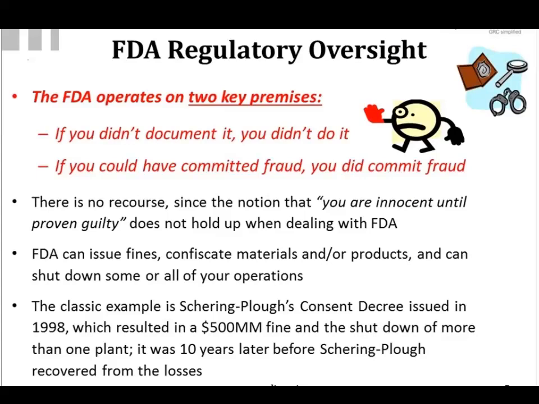That doesn't hold up in a court of FDA like it does in a U.S. court of law. And the FDA has recourse. They can issue fines, they can confiscate materials and products, they can shut down any or all of your operations. And a classic example is Schering-Plough's consent decree, which was issued to the company in 1998. That resulted in a $500 million fine, and they were forced to shut down more than one plant. And it was 10 years before they were able to really recover from all of those losses.